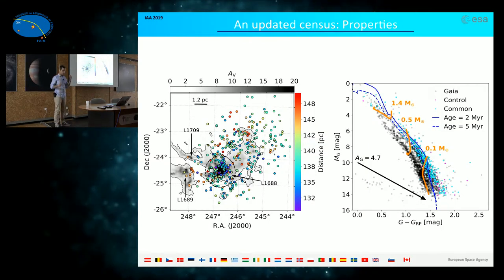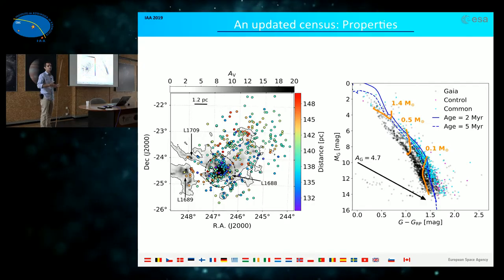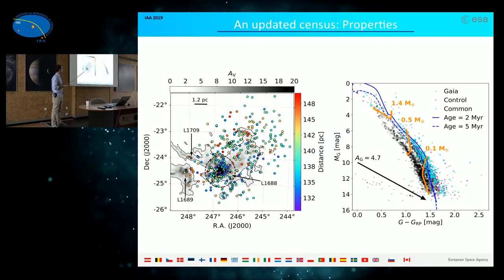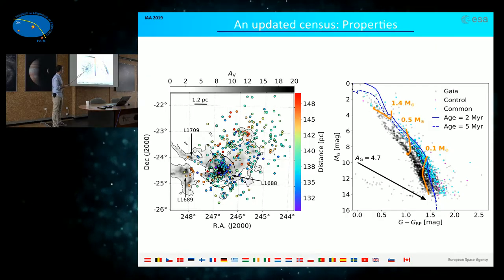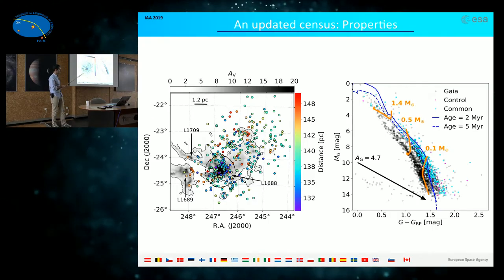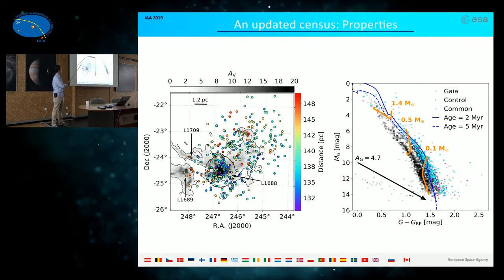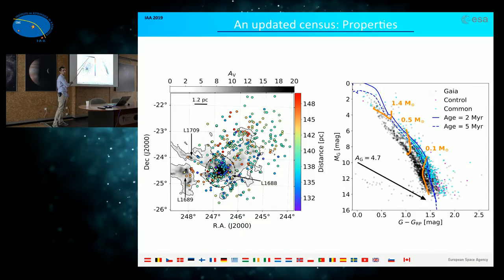Once I found a sample of potential new members of Ophiuchus, I could start doing some physics or astrophysics. This plot actually contains a lot of information. Here I am color coding the distances, and this is zooming in on the focus region. Now, instead of showing in color the warm emission from WISE, I'm showing the extinction. And you can see that the core of the region is extremely extinctive. There is a lot of extinction.